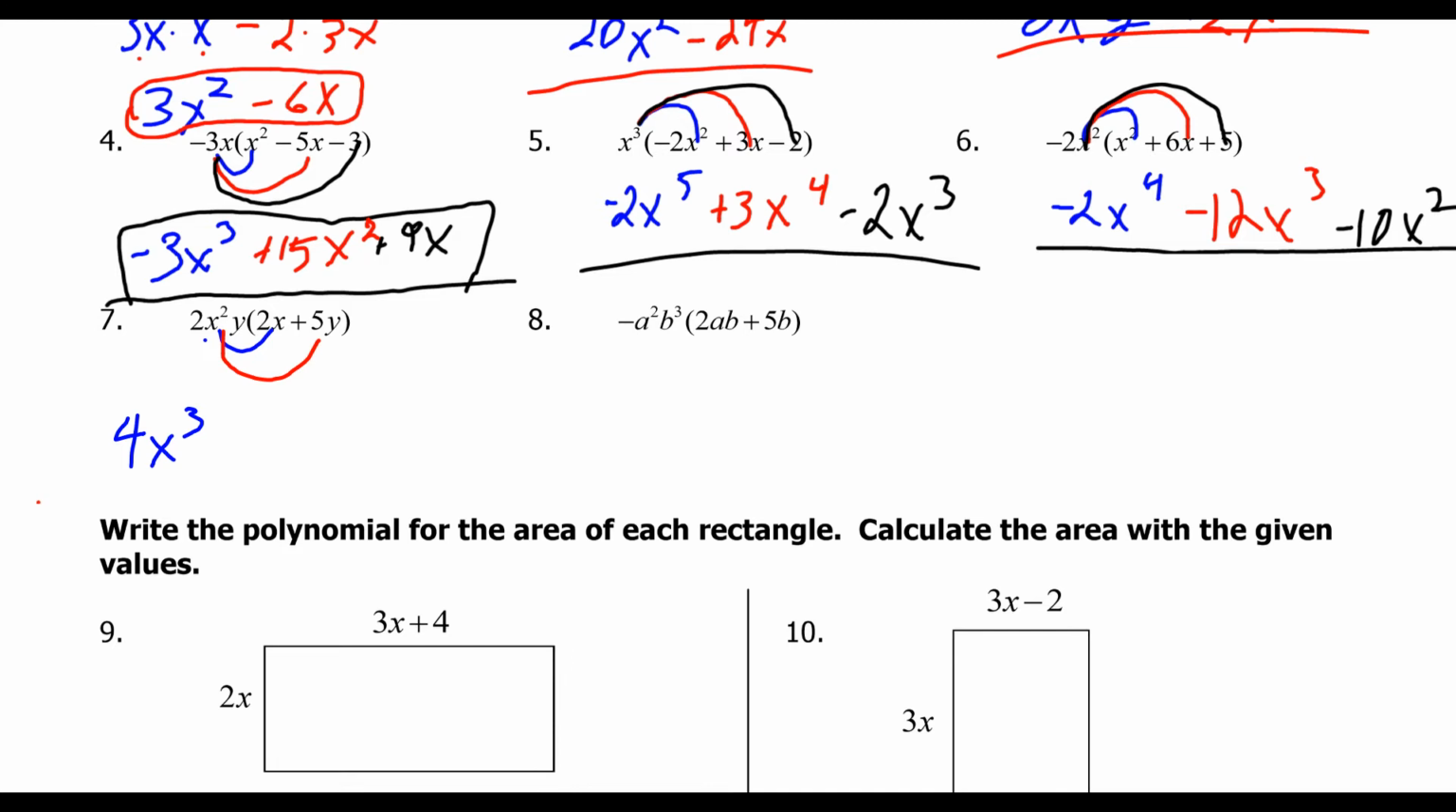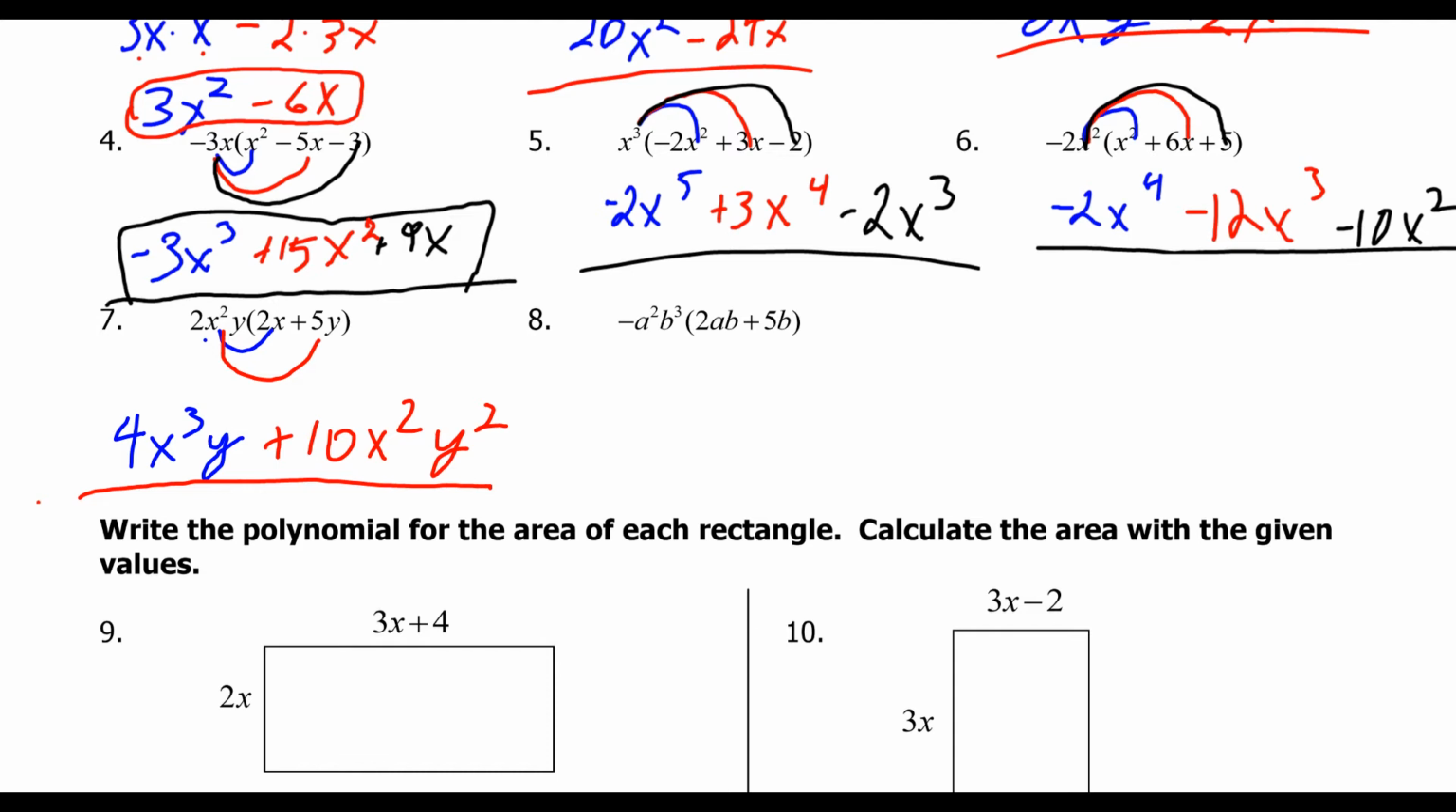And then, if you notice, there's nothing to multiply that y by on that first term. So what we do is we just bring down the y. Now we're going to do the same thing to the y term, that 5y. So we're going to go 5 times 2, which is 10. And then x squared times nothing is just x squared. And then y times y is y squared. And there's the answer.